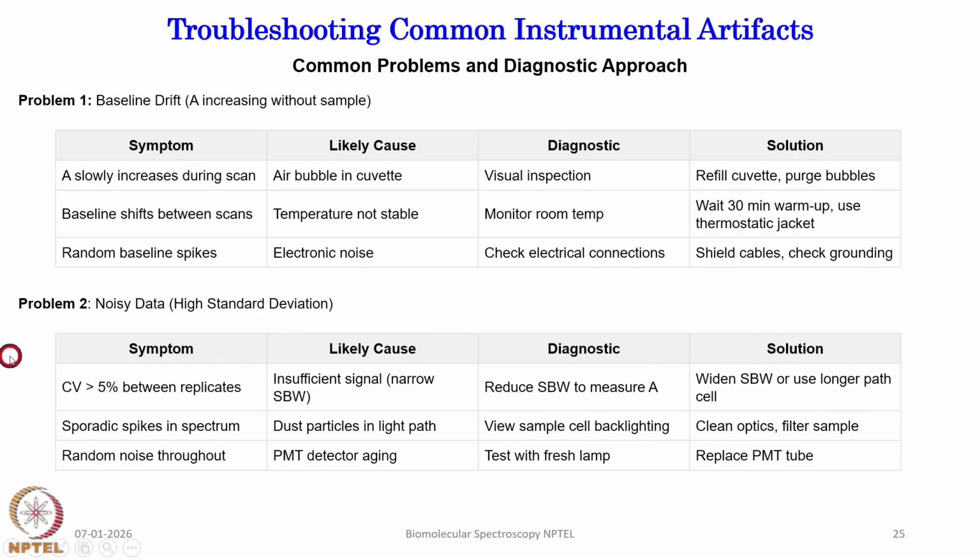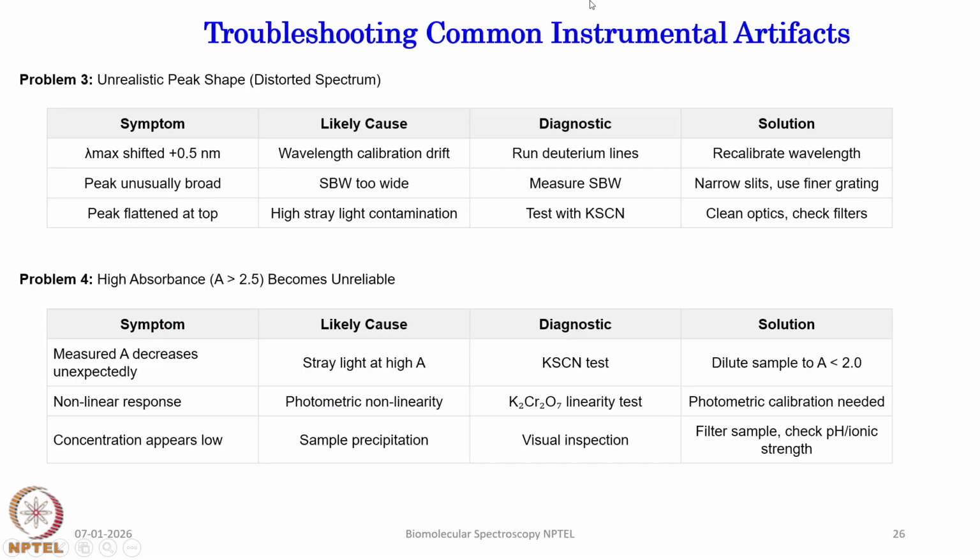You can have a sporadic spike in the spectrum. It can be because of a dust particle, or your sample is not clean, so check the sample. Clean it, filter the sample, then reuse it. Random noise can come if the PMT detector is aging and is not able to detect correctly. Just replace the PMT tube. So, these are some of the errors.